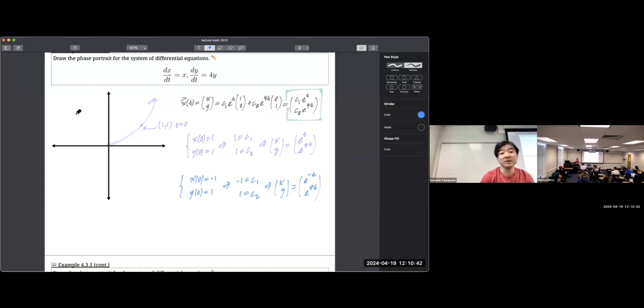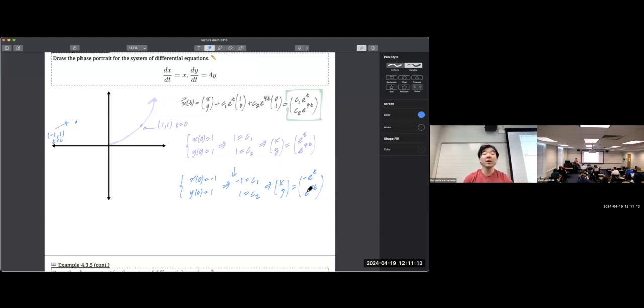When your t is equal to 0, you will be at e to the 0. Sorry, I forgot to put a negative sign. This C1 is negative, so it's going to be negative e to the t. So when your t is equal to 0, it'll be -1, because e raised to 0 is 1, and then y will be +1. So this will be the point for when you're at -1, 1. This is going to be for when t is equal to 0.